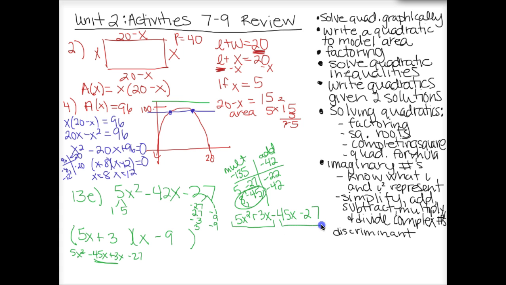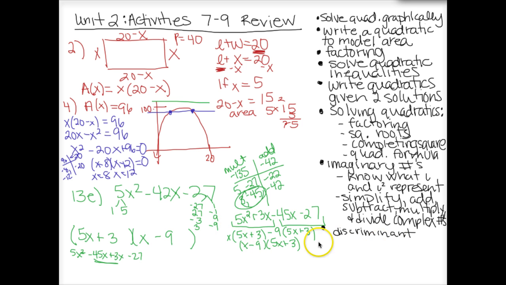Group the first two, group the second two. GCF of the first group is just x, and I'm left with 5x plus 3. GCF of the second group, this is a negative, so I need to take out a negative, and the GCF is 9. So when I take negative 9 out, I end up with 5x plus 3, which is a good thing, because remember on split the middle, these need to match. So that means x minus 9, because those are my leftovers out in front here, times 5x plus 3. Notice again, same answer that I got by using guess and check.